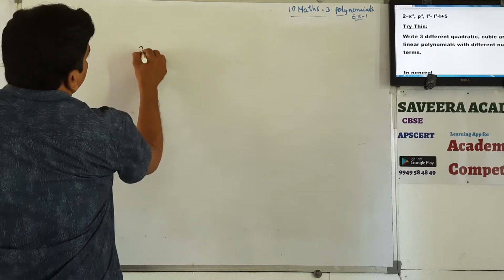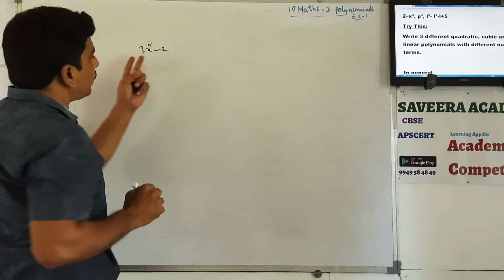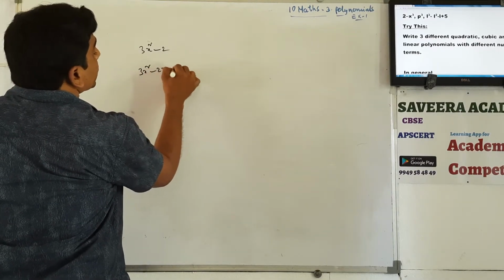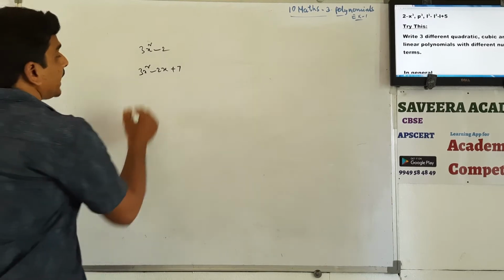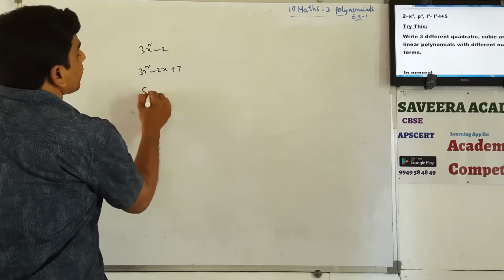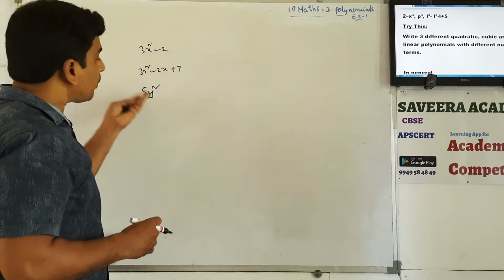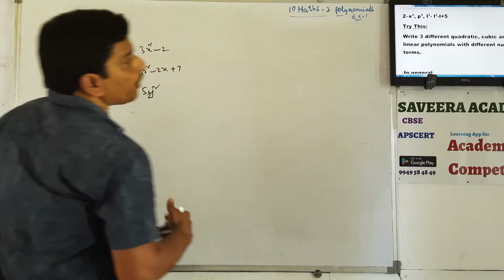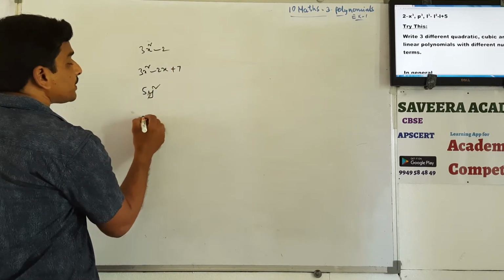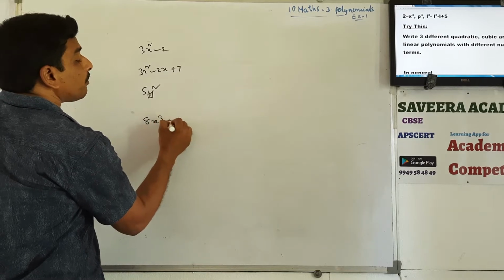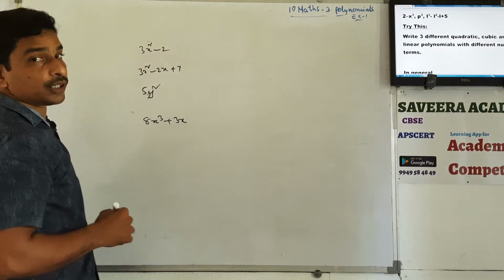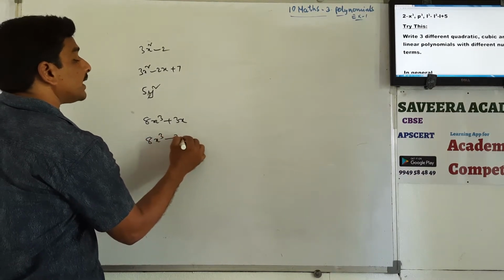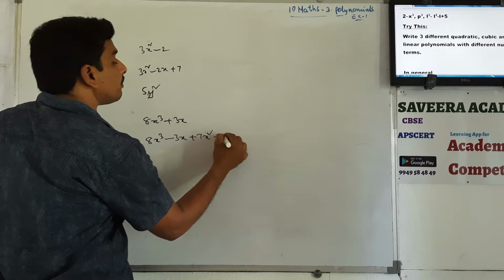Suppose 3x square minus 2. Only 2 terms are there. Suppose 3x square minus 2x plus 7. Next, suppose 5y square. This is also quadratic, remaining terms not there. Next, cubic polynomials. Cubic polynomial means 8x cube plus 3x. This is also a cubic polynomial. Next, suppose 8x cube minus 3x plus 7x square plus 2.